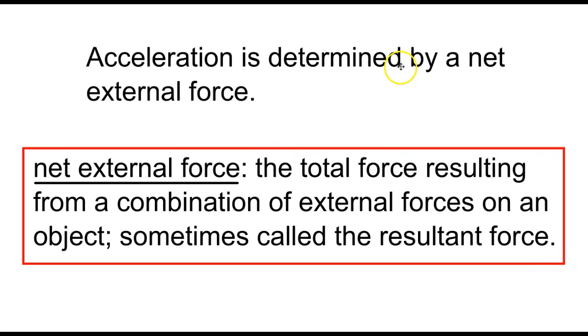So acceleration is determined, remember what an acceleration is, it's a change in velocity. That could be a change in direction or a change in speed, is determined by a net external force. What's a net external force? We say it's the total force resulting from a combination of external forces on an object, sometimes called the resultant force. So imagine, we talked a little bit about free body diagrams yesterday. We're going to add up all the forces acting on an object, and if there's an unbalanced force, that's what we're going to call our net external force.